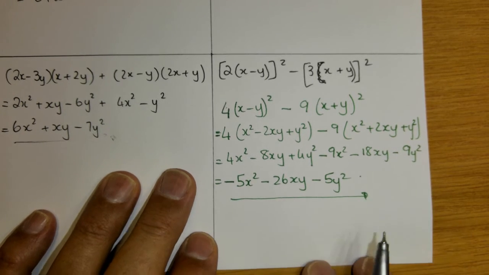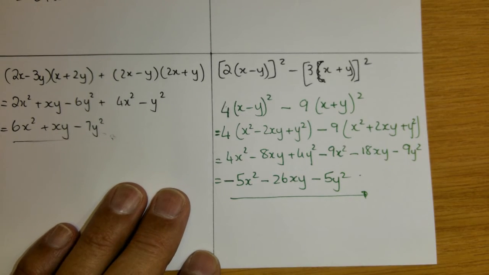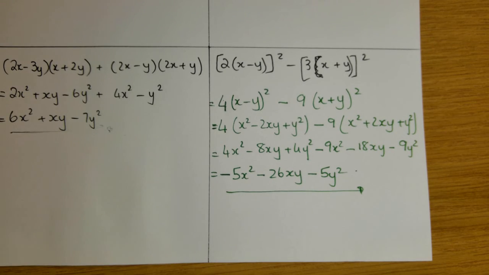Okay, folks, so there were two ways to do it. You could have written this as a minus b, a plus b, and then distribute, or you could deal with it separately and square the brackets and clean it up.